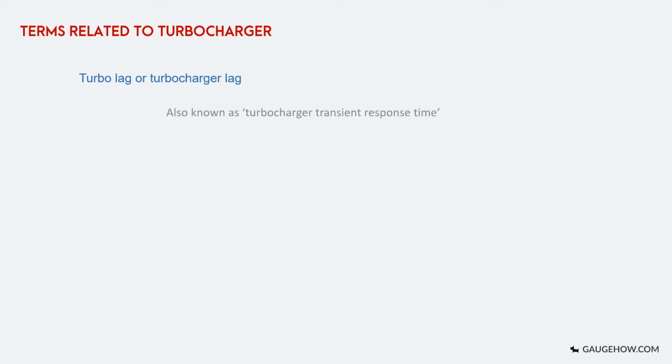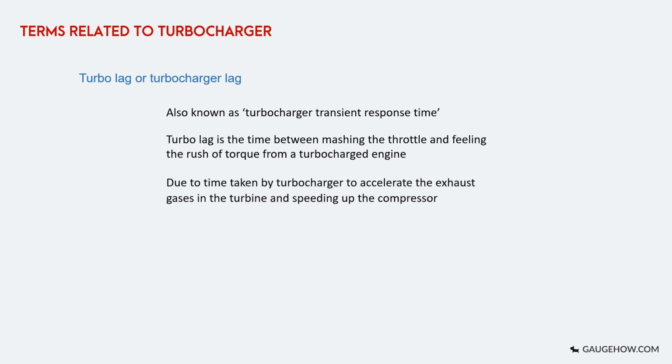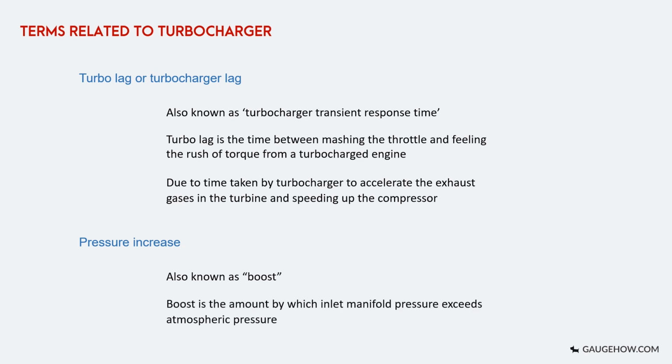When using a turbocharger, there are some frequently used terminologies such as turbocharger lag, also known as turbocharger transient response time. It is the time taken by the engine to change power output in response to the throttle change. It is a short delay period before the boost. This is basically due to the time taken by the turbocharger to accelerate the exhaust gases into the turbine and speed up the compressor. Pressure increase is also known as boost, which means the amount by which inlet manifold pressure exceeds atmospheric pressure.